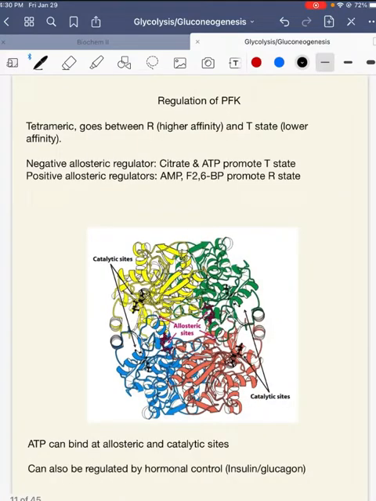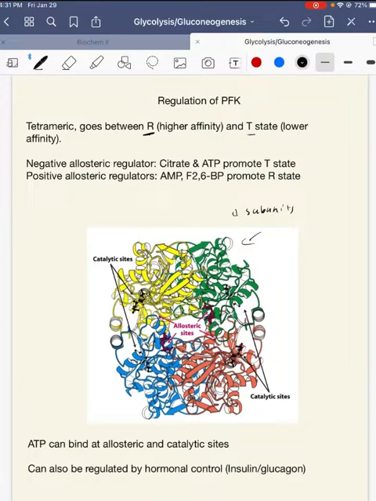Since this enzyme is the committed step and an irreversible one, it's regulated heavily by a lot of stuff. Before I talk about that, if you have any questions, you can interrupt me whenever you want. I'm not going to get upset or anything. Okay, so this is the enzyme here. It's a tetramer, which means it's made of 4 subunits. And it has 2 different states, an R state and a T state. The R state is the high affinity state, so the enzyme is running fast when it's in the R state. The T state is the lower affinity state, and if something's in the lower affinity state, it's running slower.